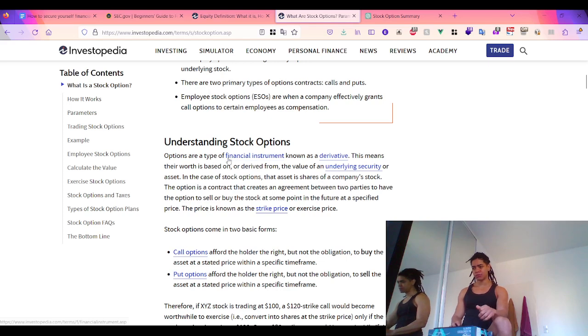So options are a type of financial instrument. And if you remember, a financial instrument is an asset that has value and can be traded, or it can also be seen as a package of capital that also can be traded, known as derivatives. So options are a type of financial instrument known as derivatives.